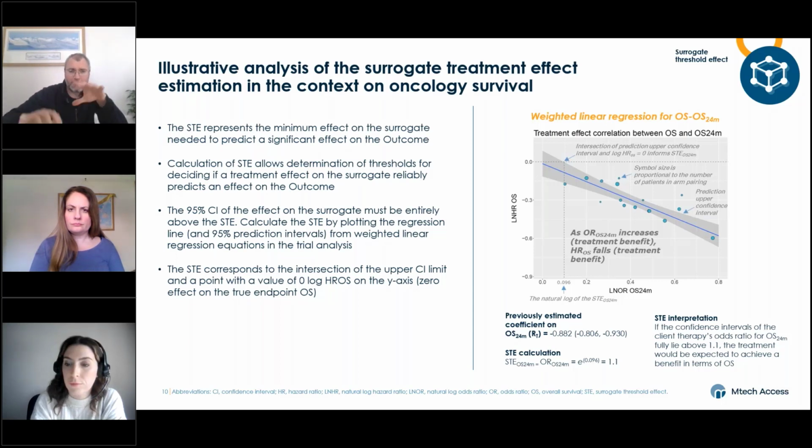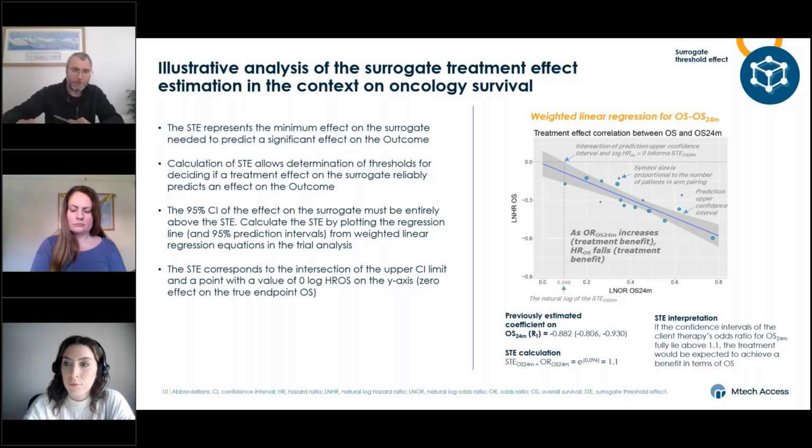And that's the point at which our estimated upper confidence interval from the previously conducted meta-correlation analysis of treatment effects meets this threshold point. So we draw from the x-axis up to the tip of the upper confidence interval, and if that draws along onto 0 on the natural log of the hazard ratio of overall survival here, then that is the amount of effect we need to see on the surrogate to be able to say that if we have at least this amount of treatment effect seen on the surrogate, this will allow us to use the surrogate to predict effect on overall survival, on our true endpoint of interest.